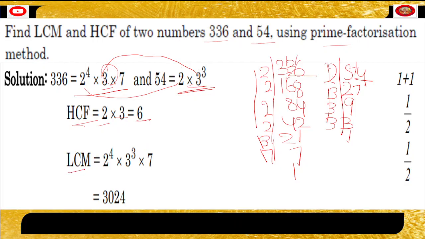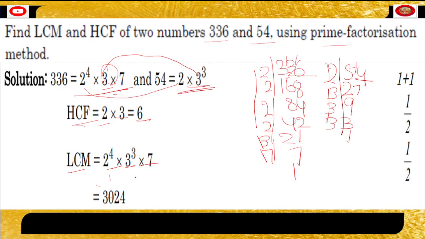Next they ask for the LCM. LCM means the highest power. The highest power of 2 is 2 raised to 4. Next is 3, 3 raised to 3. Another one is 7, which should be written as 7. All of these should be multiplied on simplification. We get the value of the LCM as 3024.